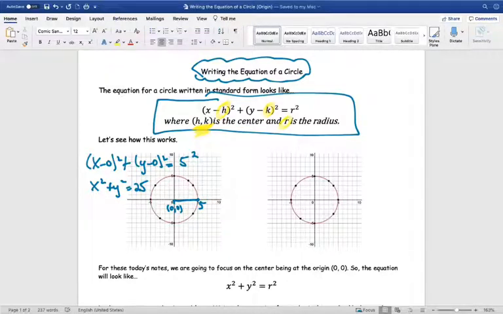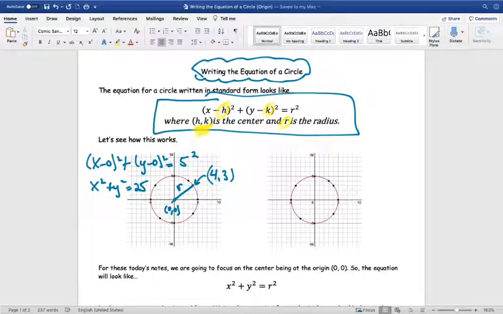You'll more than likely be given a point on the circle. Like in this case, we've been given this point right here, and if you'll notice, that's the ordered pair 4, 3. I do know that my center is right here at the origin at 0, 0. And when I draw from the center to that point, that represents the radius.